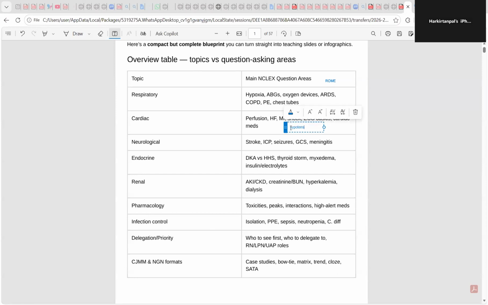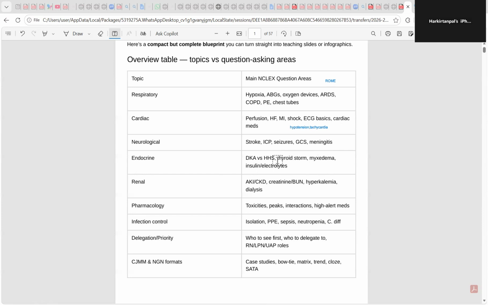So you need to check the vital signs, and if you are getting a low BP, that indicates the client is going into a severe worsening stage. And also we can look at the cardiac medications, ECG, and arrhythmia. Neurologically, we will get questions from stroke, increased ICP, seizure, Glasgow Coma Scale, and meningitis. I will tell you the details in a nutshell in the coming videos.